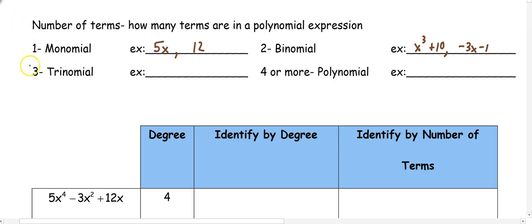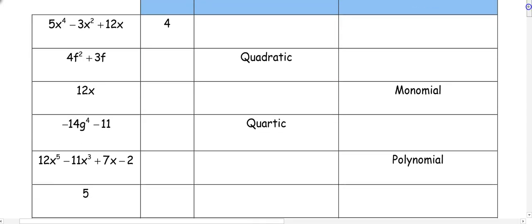A trinomial, like a tricycle, has three terms. So something like x squared plus 7x minus 10. And then the last is anything that has 4 or more terms is going to be a polynomial. So something like 5x cubed minus 10x squared plus 5x minus 15. So let's look at completing the table given different functions.